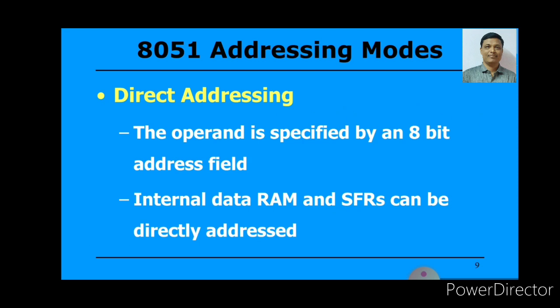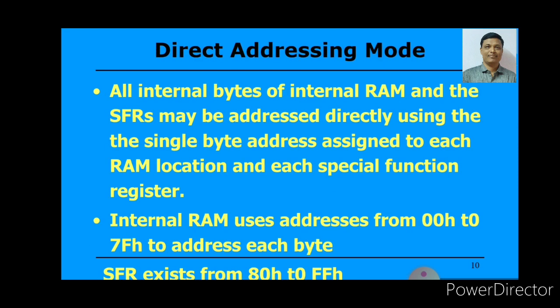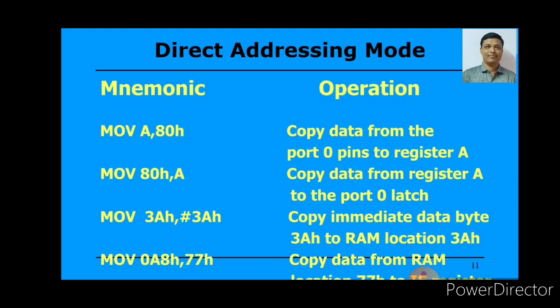The next, direct addressing mode. In this mode the operand is specified by an 8-bit address field. Internal data RAM and SFRs can be directly addressed in this mode. All bytes of internal RAM and the SFRs may be addressed directly using the simple byte address assigned to each RAM location and each special function register. Internal RAM uses addresses from 00H to 7FH to address each byte. SFRs exist from address 80H to FFH.